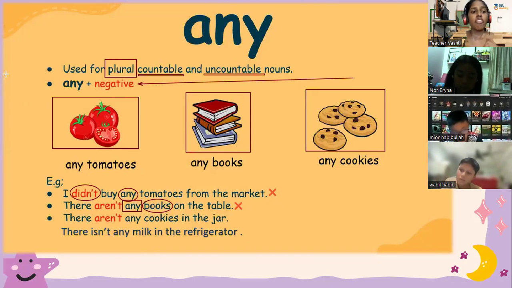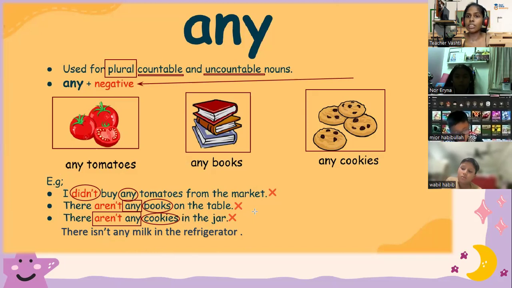There aren't any cookies in the jar. Cookies. We have many. It is countable. And positive or negative sentence? Negatif. Negative sentence. So what do you use? There aren't any cookies. This is only for countable nouns. Kita guna aren't any untuk countable nouns.